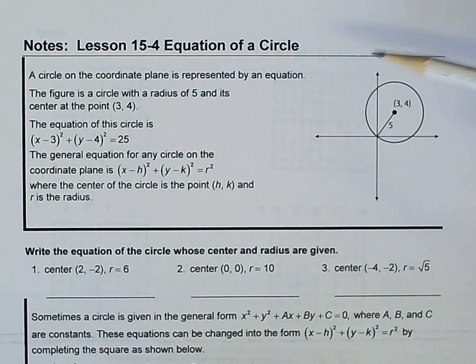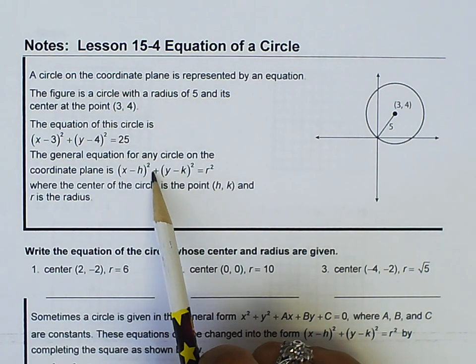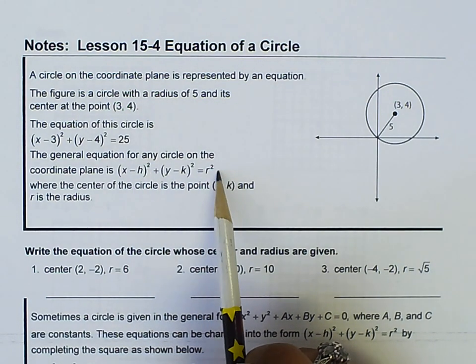All right, a circle in the coordinate plane is represented by an equation. The figure is a circle with a radius of 5, so you can see it right here, and a center at (3, 4). The equation of the circle is (x - 3)² + (y - 4)² = 25. The general equation for any circle on the coordinate plane is (x - h)² + (y - k)² = r².